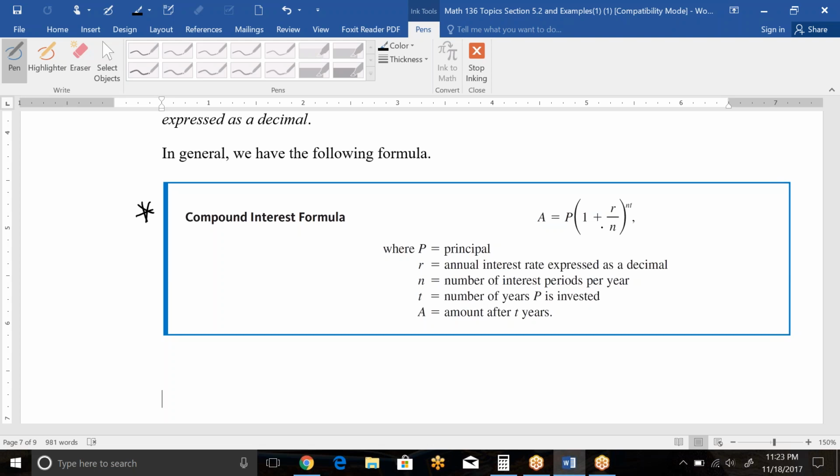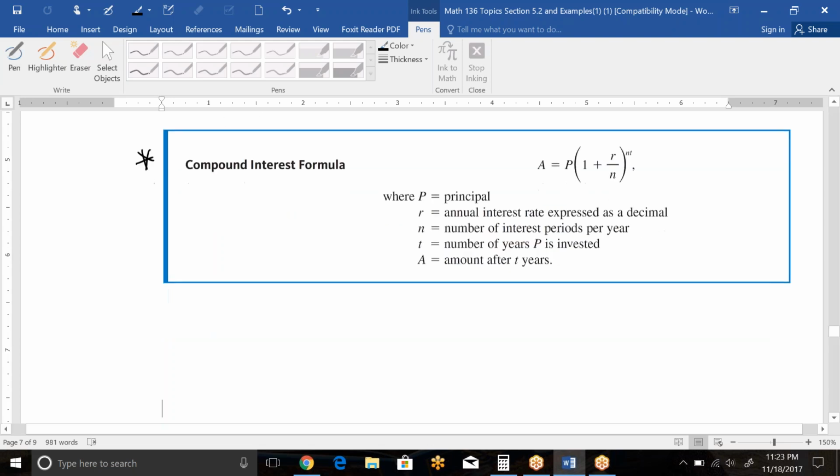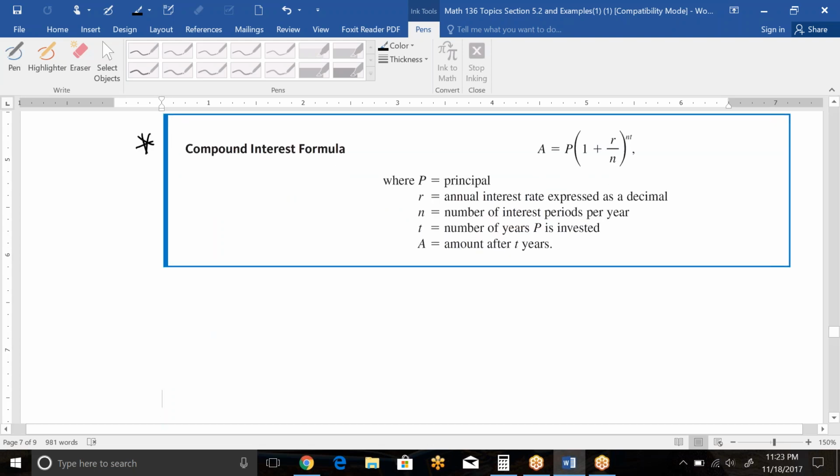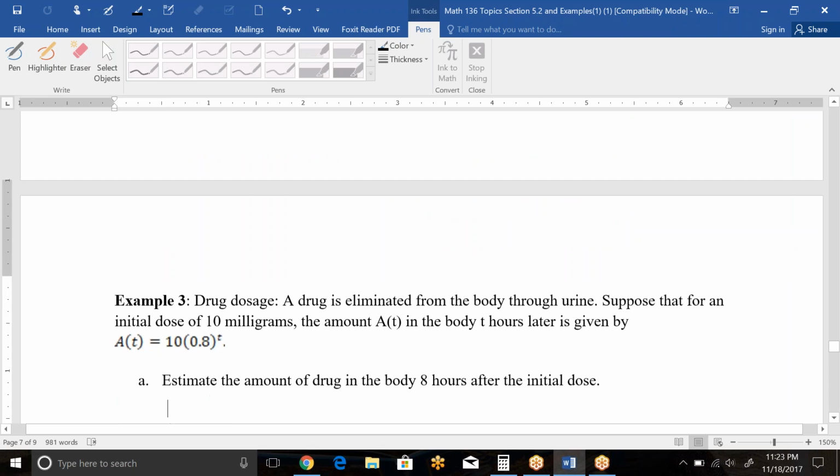And then T is the number of years you're going to let the money sit or invest. So that's the formula. It is provided on the test. You do not have to memorize it, but you do have to plug in and solve it. So let's look at some examples.